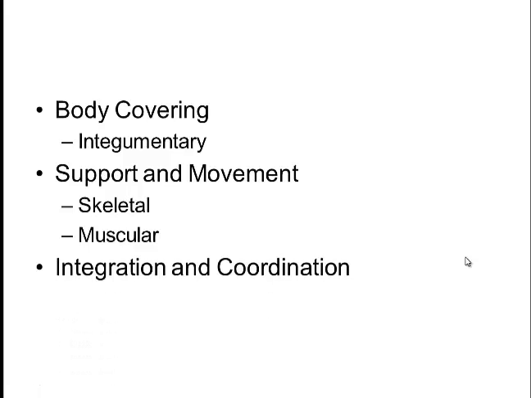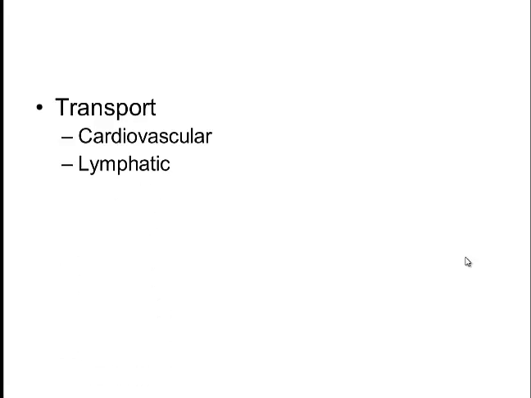Integration and coordination, so everything in your body has to be controlled. The main system that's going to do that is your nervous system with help from your endocrine system. Transport, we have to move stuff around the body, so your cardiovascular or circulatory system is going to be mainly doing that by everything being dissolved in the blood and then moving through the blood. But your lymphatic system also is going to help with this, and that plays a big role in your immune system.